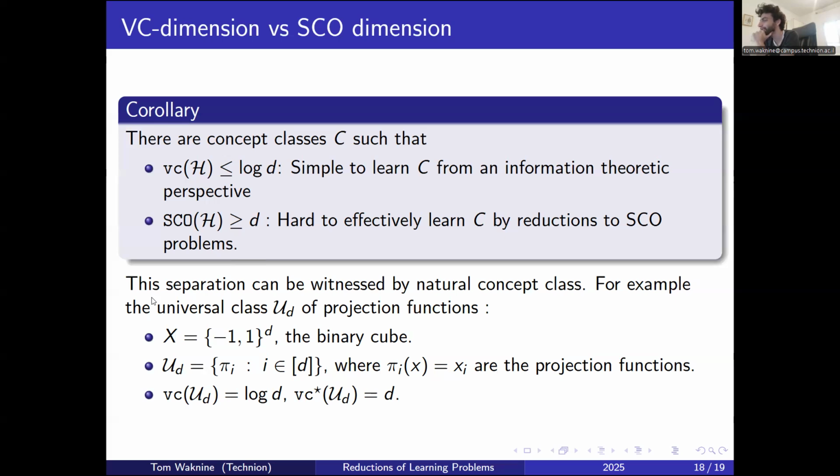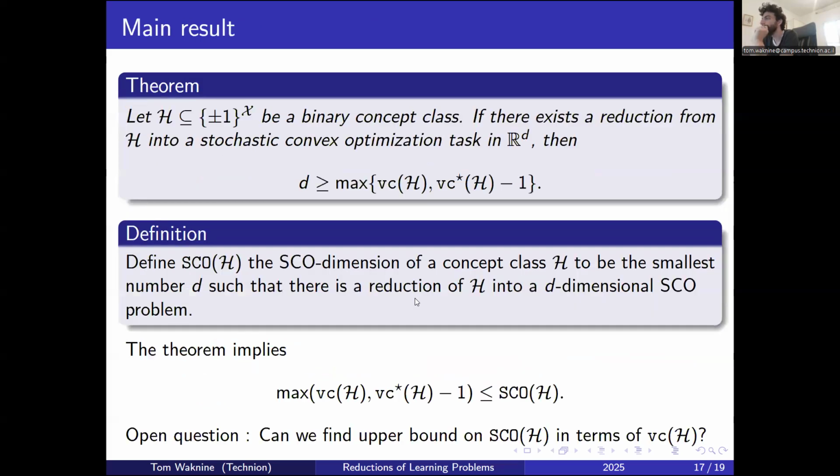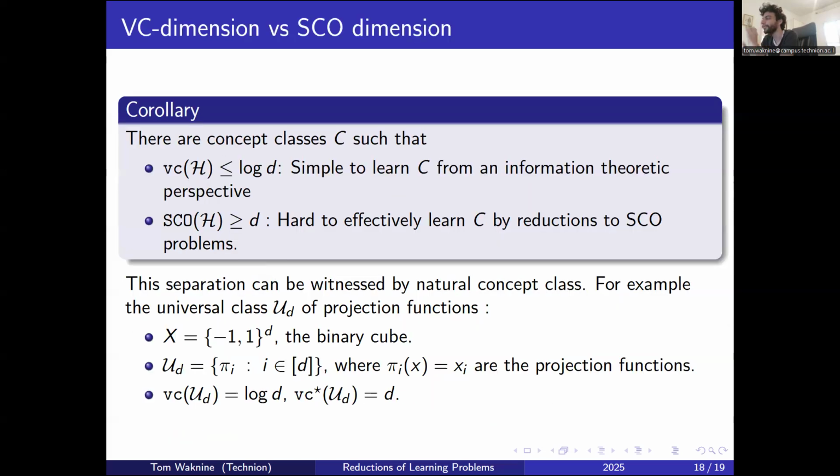And this separation is actually witnessed by a very simple and natural concept class. It's not like a weird counterexample like what we had before with the sine of tx. It's something very natural and very useful that appears in a lot of cases. And that's it. I hope the result itself is clear. I'm not going to talk about the proof at all, although the proof is, in my opinion, quite interesting. It uses some topological tools, but this is everything I wanted to talk about.